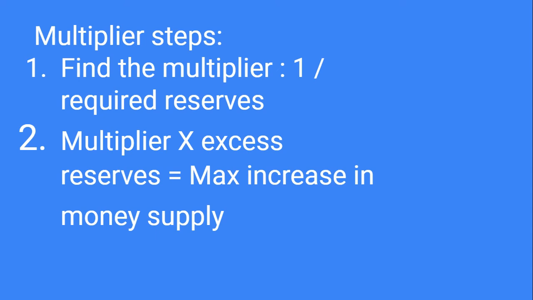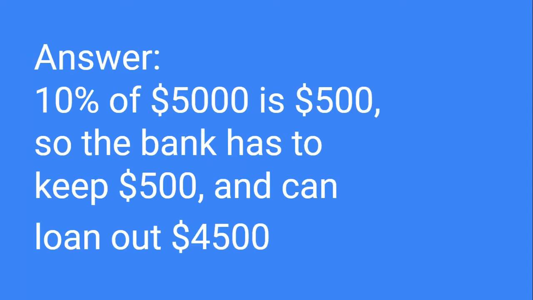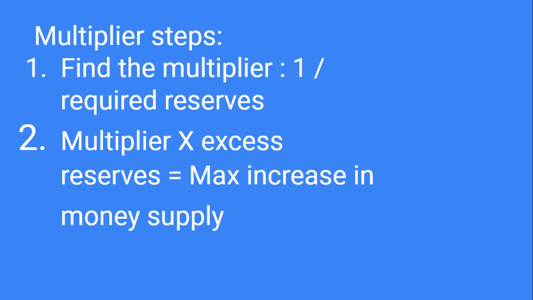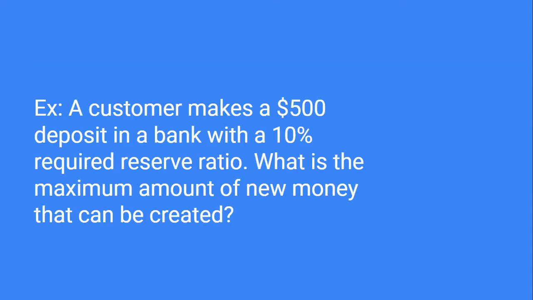So the first thing you have to do is break it into steps. Find the multiplier. The multiplier is 1 over the required reserve. So if you go back to this example, 1 over 0.10 is 10. And then you take that multiplier of 10 and multiply it by the excess reserves. This gives the maximum increase in the money supply, new money that's created within the economy.